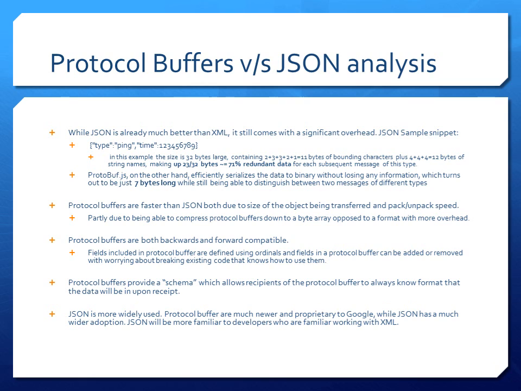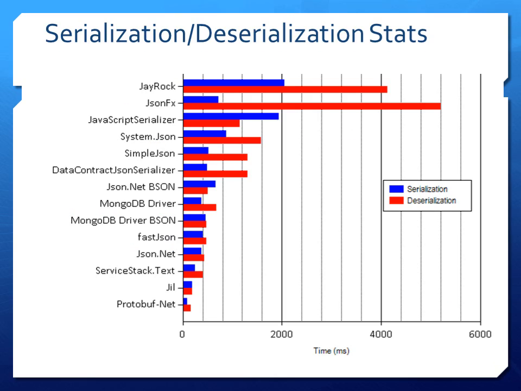One downside is that JSON is more widely used than the protocol buffer right now. Because protocol buffers are much newer and they're proprietary to Google, JSON has a much wider adoption, and it will be more familiar to developers who are familiar with working with web protocols.